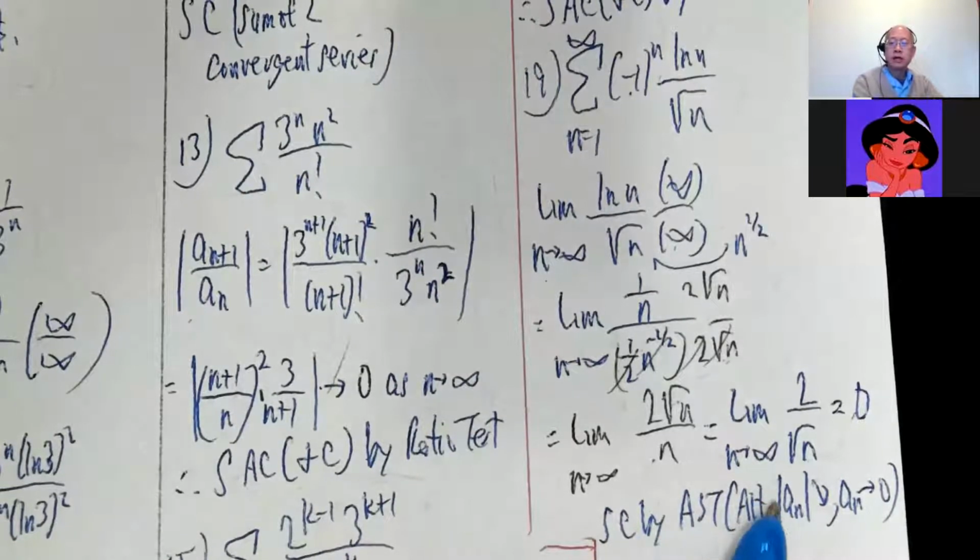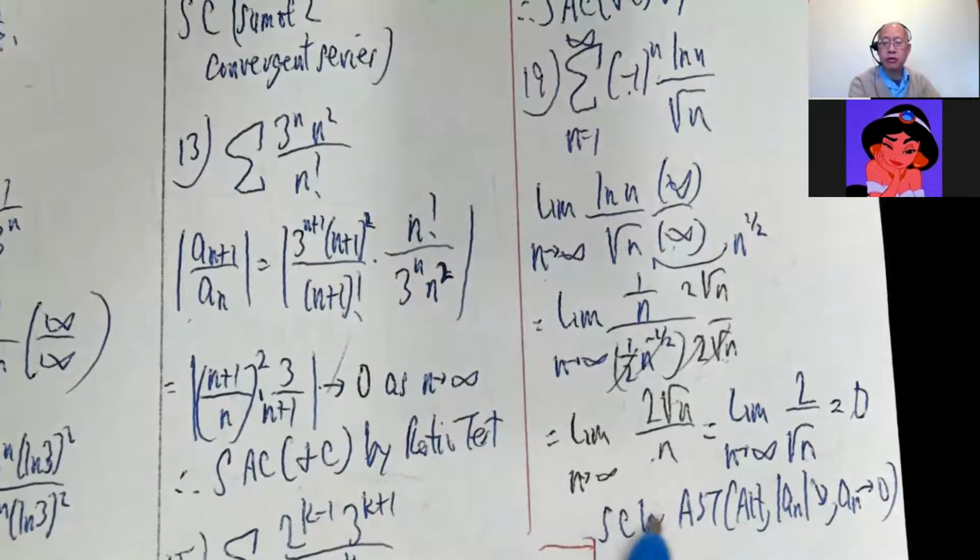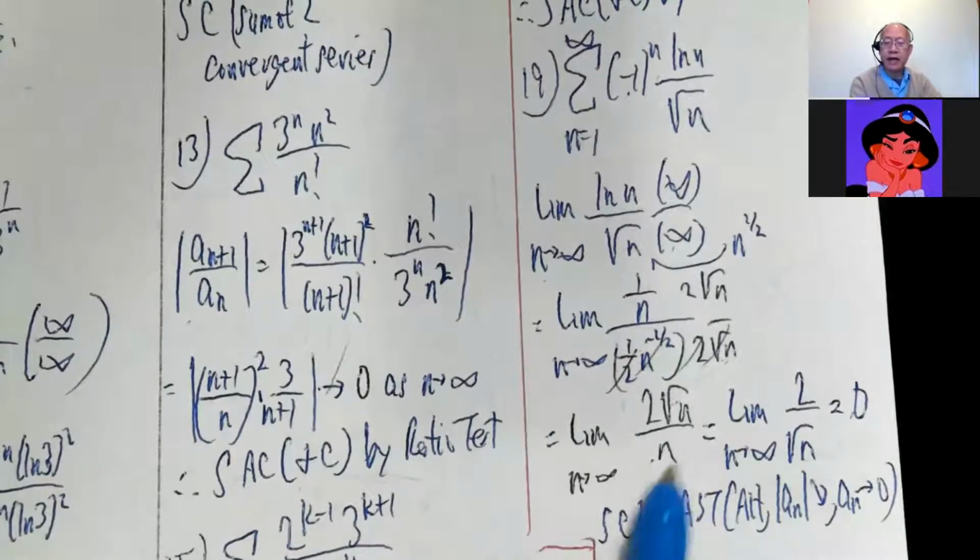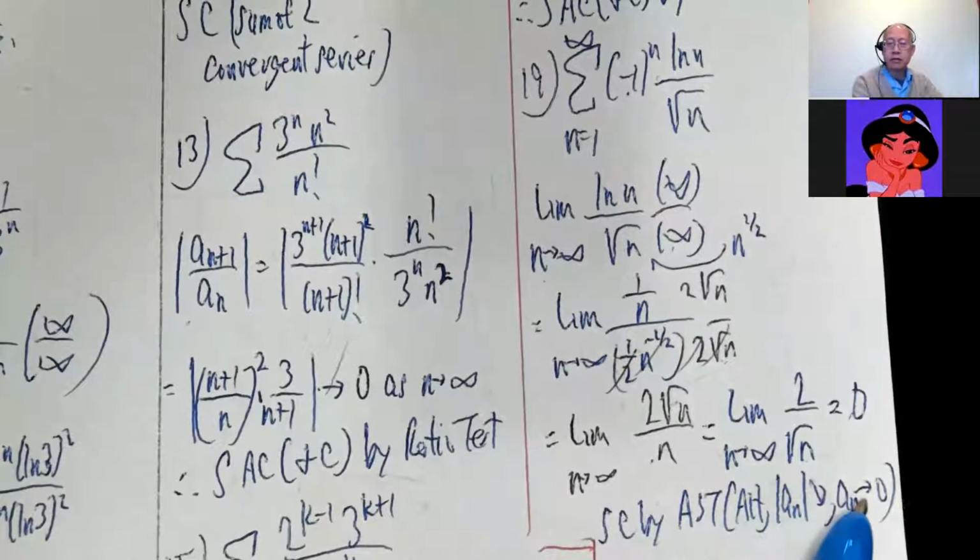It's alternating. The terms decrease in absolute value. That means absolute value of a sub n is decreasing and a sub n approaches 0. So when it comes to an exam or quiz or homework, for alternating series test, you can always write the same language. It's alternating. Absolute value a sub n decreases. Decreases means arrow down. A sub n approaches 0.